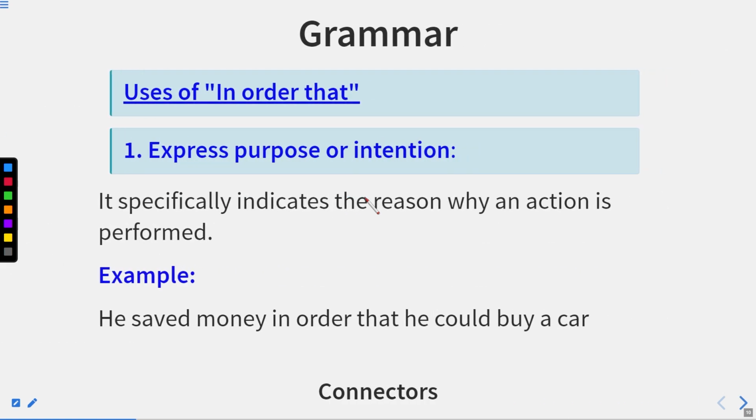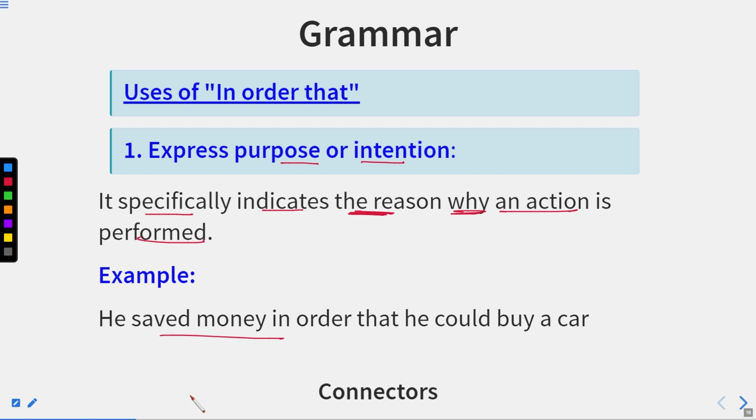Now let us move forward. Here we have uses of in order that. Express purpose or intention. This is the basic and the primary function of in order that: it will express the purpose or motive behind the action or the situation. It specifically indicates the reason why an action is performed. What is the motive behind it? What is the intention of that particular person or subject who is performing that particular action?